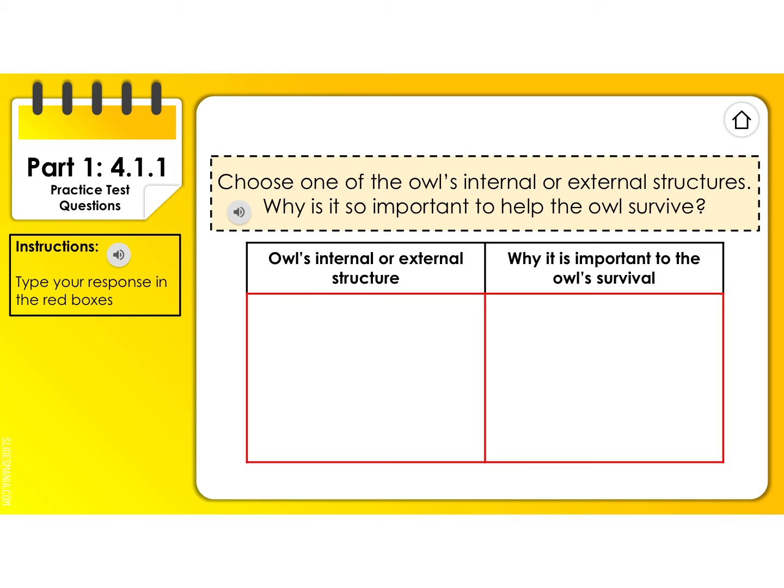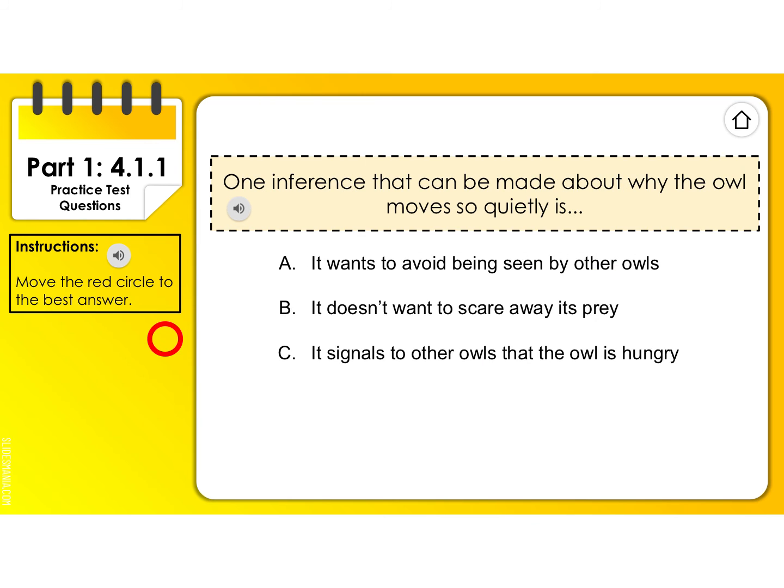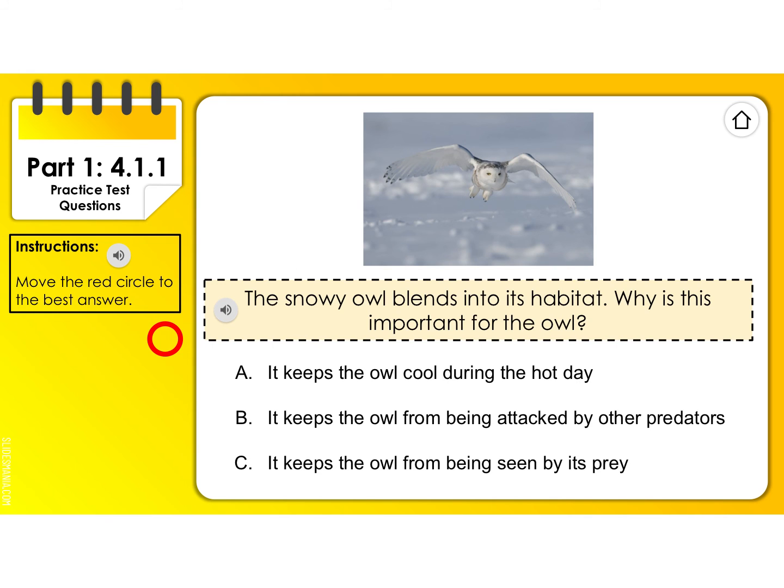You'll type in the left hand over here what you chose, internal or external. And then over here you're going to answer the question, why is that important to the owl's survival? It asks another question: one inference that can be made about why the owl moves so quietly, or one educated guess, one reason that you think they move so quietly, and you'll answer that.